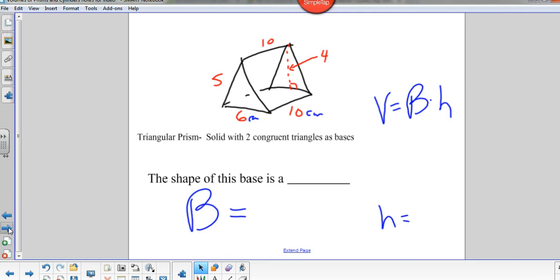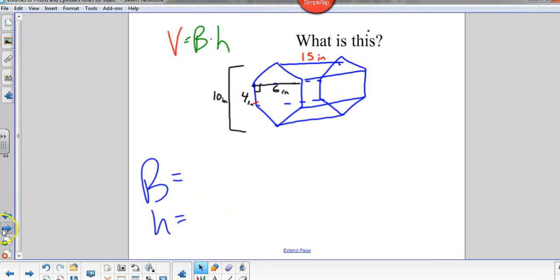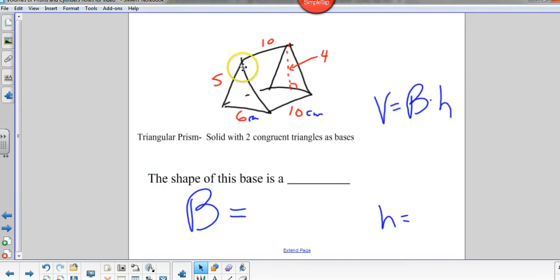So this thing here is a triangular prism. Now the base is not a rectangle. At the bottom here, that's not the base of the prism. The base of the prism is the two congruent triangles. So it's a triangular prism, has two congruent triangles, and they're the bases. So the shape of this base is a triangle.